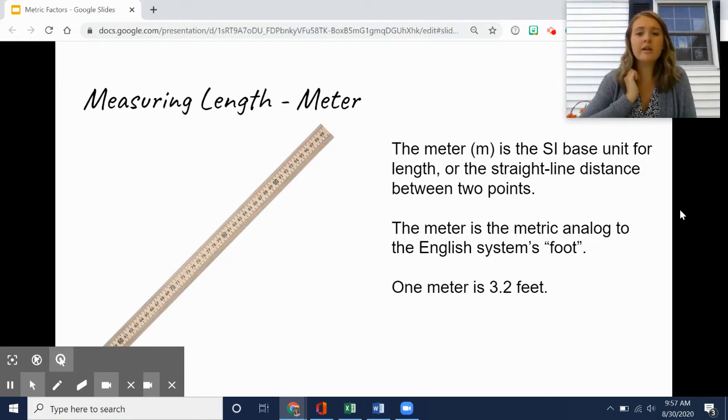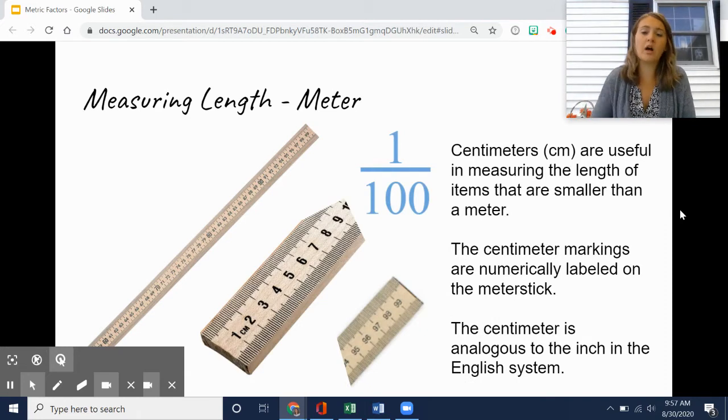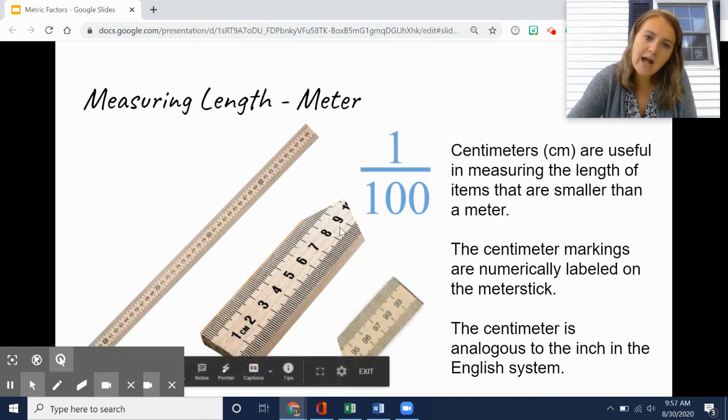So we have the meter, and that's our base unit. But if we want to measure things that are smaller, we might want to use what we call the centimeter. You'll notice our symbol is cm, C for centi, and M for meter, right? Now, our centimeters are labeled actually on our meter stick.